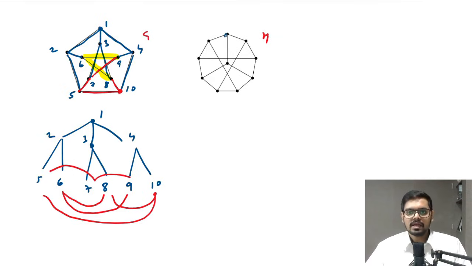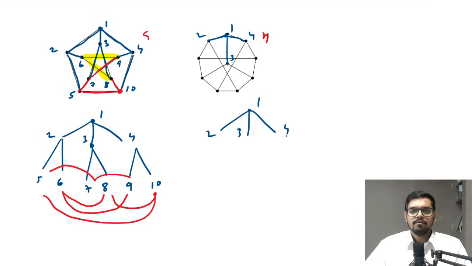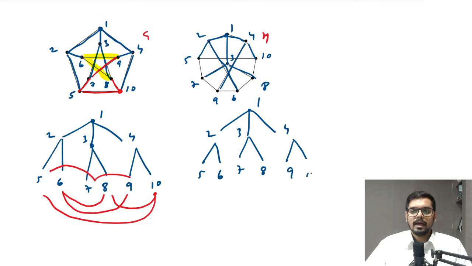Very simple tree style I am making. So this is 1. I know it's kind of messy, but see, this is the simplest solution you can get. So 1 is connected to 2, 3, 4. Let me start with 2. 2 is further connected to 5 and 6. 3 is connected to 7 and 8. 4 is connected to 9 and 10.